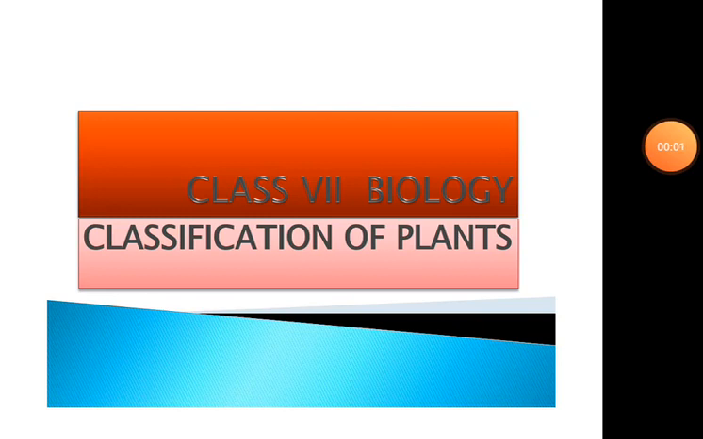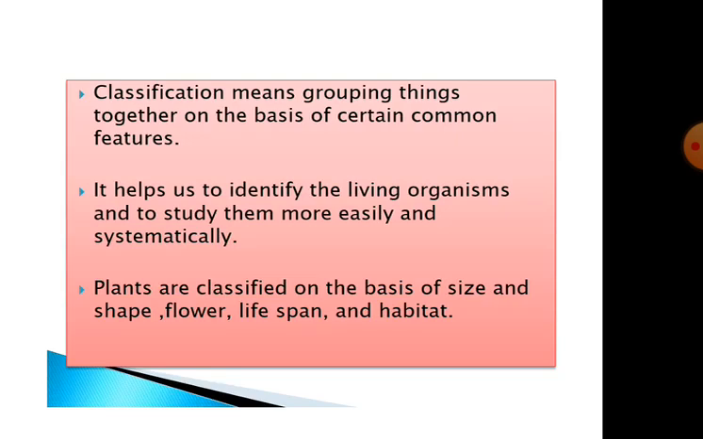Hello students, today we will discuss the chapter Classification of Plants. Classification means grouping things together on the basis of certain common features. And what is the importance of this classification? Classification helps us to identify living organisms and to study them more easily and systematically.